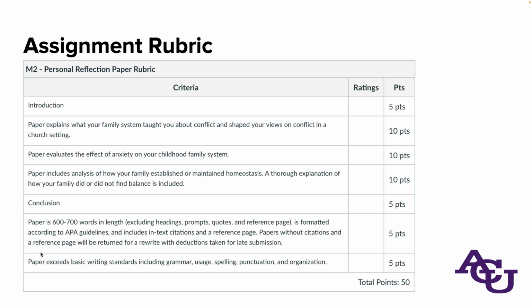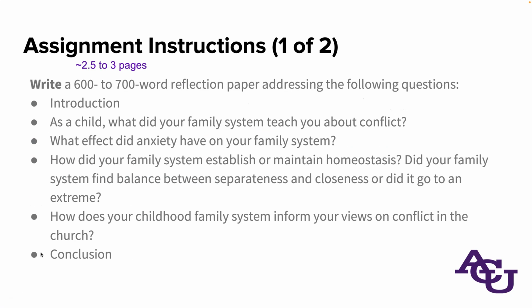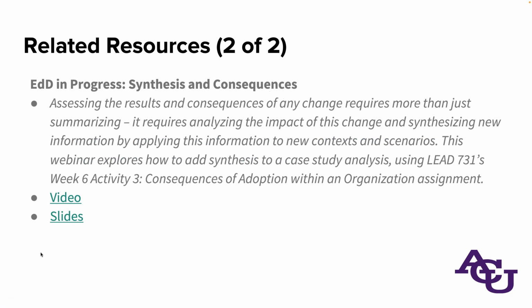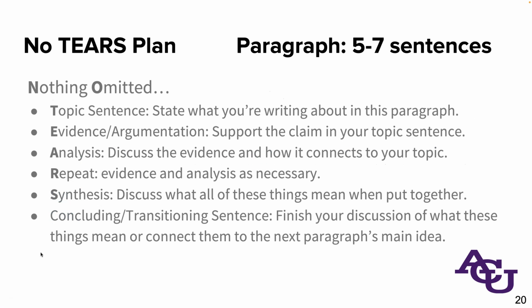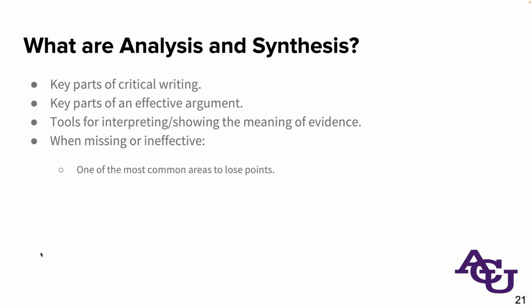Now, it's always coming back towards that first thing. Okay, what did your family system teach you about conflict? There'll be other places to talk about how it informs your views on conflict in the church, so wait till you get to that point. But that's the basic idea, where we start with a topic sentence that directly answers the question. Then we give evidence to support our answer. We analyze it, synthesize it, and then we move on to the next thing.